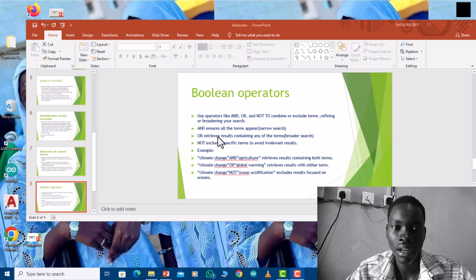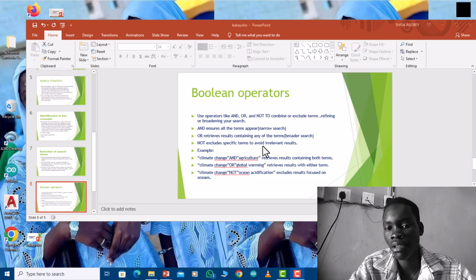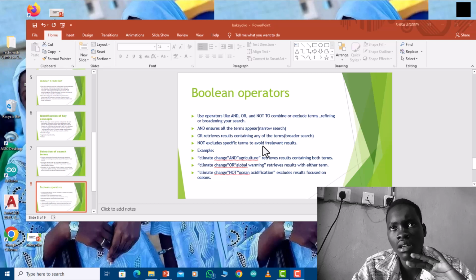Then another one is OR. These are alternative ways of the second terms. It retrieves results containing any of the terms. These are just the alternatives. Then NOT excludes specific terms to avoid irrelevant results when you are feeding your data in maybe your PC, your smartphone, or tablets.